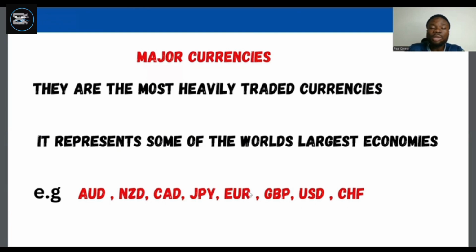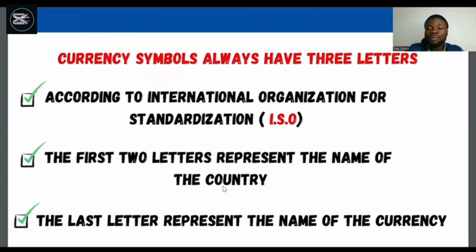Normally, when it comes to how currencies are written, even if you go to the bank or to a Forex bureau, mostly currencies are written in this abbreviation. You are not going to see them written in full. They are normally written in abbreviation. So the first 2 letters represent the name of the country, and the last one represents the name of the currency. So please take note of that. It was established by the International Organization for Standardization. They came up with how currencies should be written.